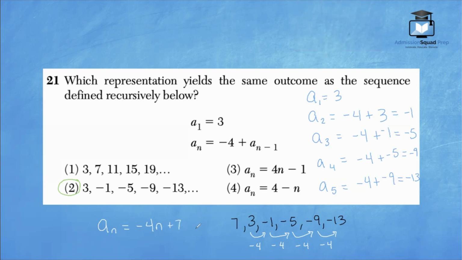Let's test it out. A sub 1 would be -4 times 1 plus 7. So take a look, -4 plus 7 is 3. That is accurate. A sub 2 would be -4 times 2 plus 7, or -8 plus 7. That's -1. A sub 3 would be -4 times 3, or -12 plus 7. That would give us -5. So it looks like our explicit function is working for us. But if you notice, that is not equivalent to answer choice 3 or 4. So we know for certain that answer choice 2 is the correct answer.